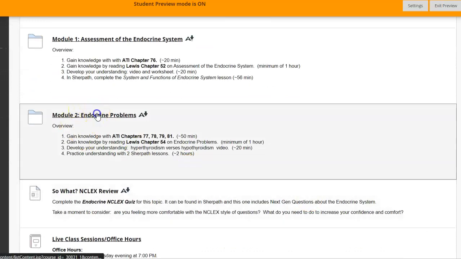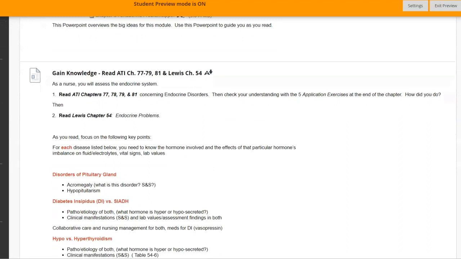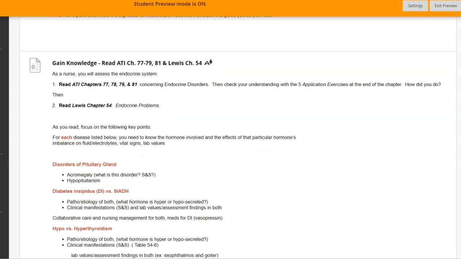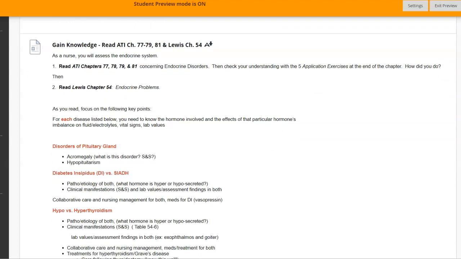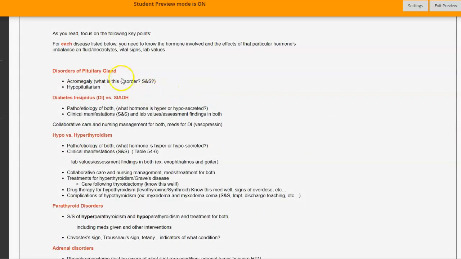and that is endocrine problems. You are going to read ATI chapters 77 through 79 and 81, and Lewis chapter 54, endocrine problems. So yes, the other chapter was 52, so I apologize for my confusion. And here are your key points.